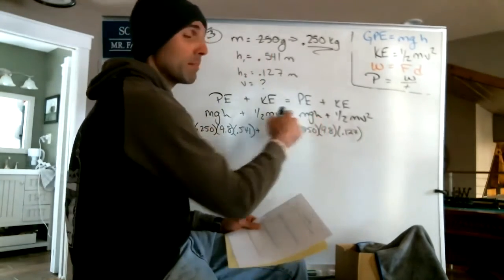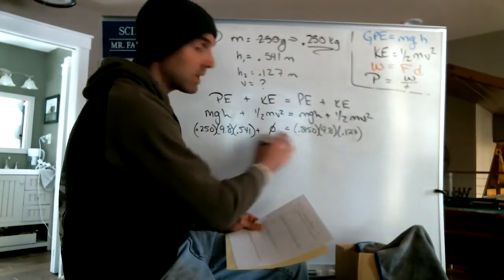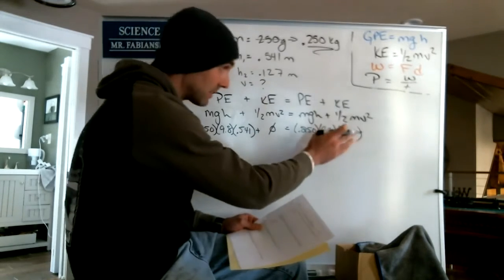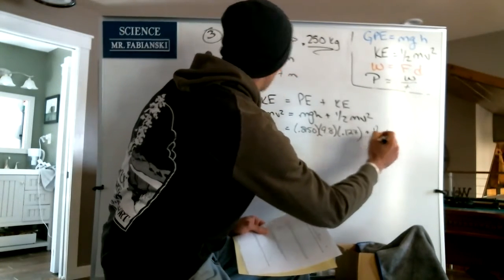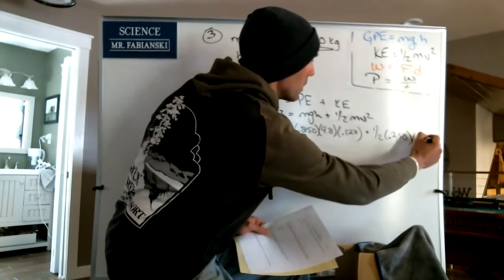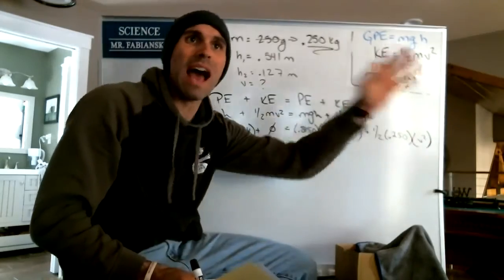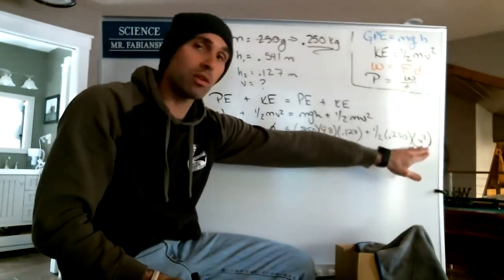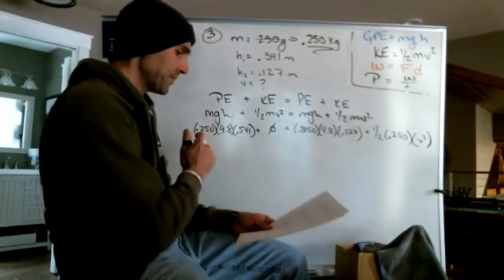Now we want to know how fast it's going when it's still 0.127 meters to the ground. So we're still going to have some potential energy in there. We didn't do a 100% transfer. There's still some potential. Plus 1/2 times 0.250, and we're looking for the v. Please, guys, remember, I know it's kind of blurry, I apologize, that square only belongs to the v.